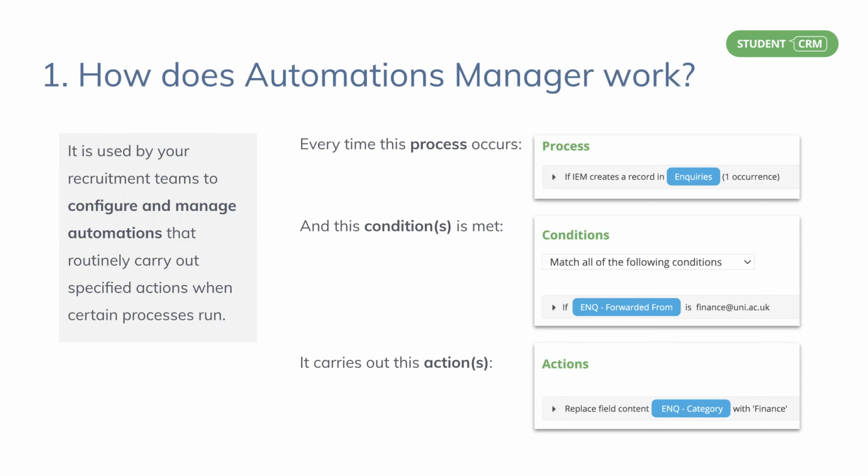The second thing it says is, and this condition is met. So you can then say, I only want certain IEMs to run this automation. In this case, it's saying, if it's been forwarded from your finance inbox into inquiries, then it'll meet the criteria. So the conditions are met there. Then it will carry out the action. And in this case, it's going to replace the field content, or in other words, update the field category with finance. So I'll explain later why that is a good thing to do for IEMs.